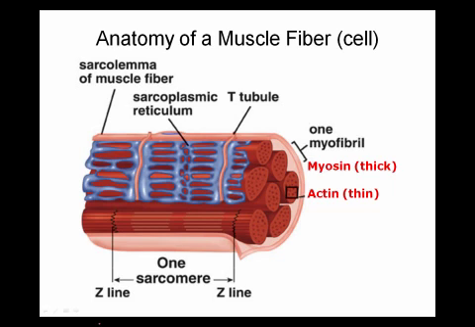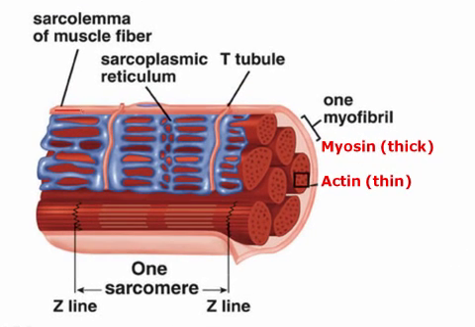The plasma membrane of the muscle fiber is called a sarcolemma, which is just a fancy name for the plasma membrane. Inside that sarcolemma are long bundles called myofibrils, and then each of these myofibrils contains filaments. The filaments are made of the contractile proteins. Myosin makes a thick filament, and actin makes the thin filament.